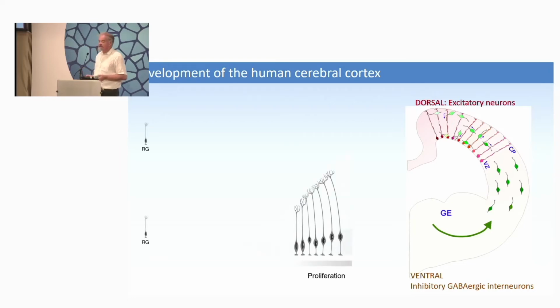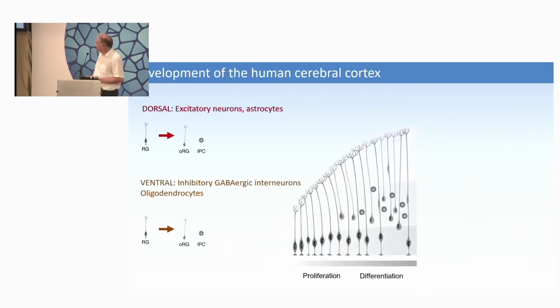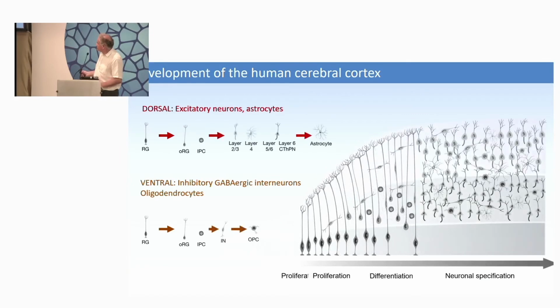Despite their differences, these cells arise from very similar progenitor cells. These progenitors are called radial glia. They initially divide symmetrically to amplify the progenitor pool and then switch to an asymmetric division mode where they generate various types of transit amplifying cells, and ultimately on the dorsal side the neurons of the different cortical layers, first the upper layers and then the deep layers, and in the end astrocytes. And on the ventral side they generate various classes of interneurons and then oligodendrocyte precursor cells.